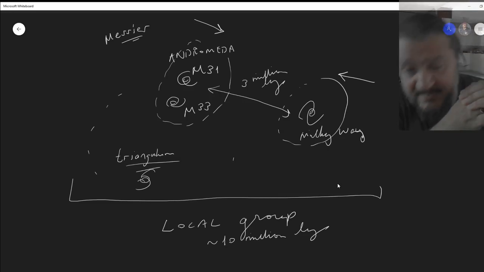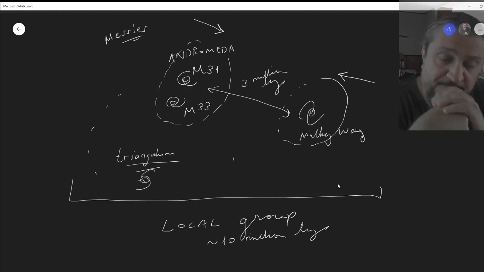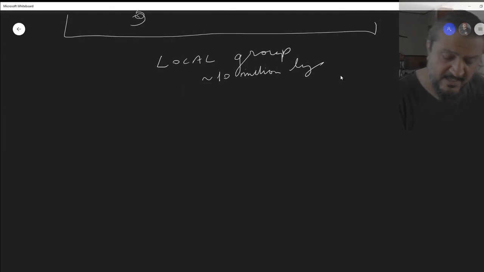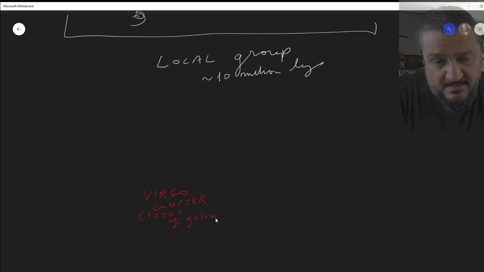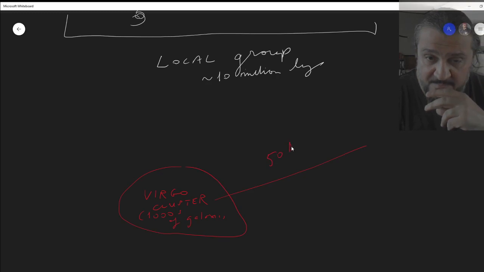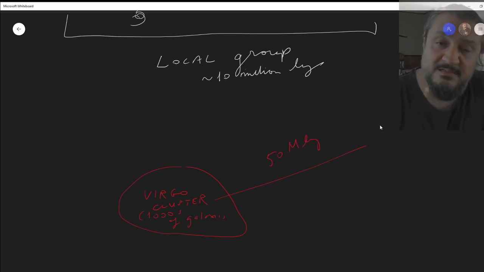All right, but then it doesn't stop there, because the Local Group itself is part of a larger group. Okay, we call it the cluster now. The Virgo cluster is a cluster of galaxies. This is like thousands of galaxies. Okay, so this is the Virgo cluster. And now we're around, let's say, 50 million light years from the Virgo cluster. So here's our Local Group.